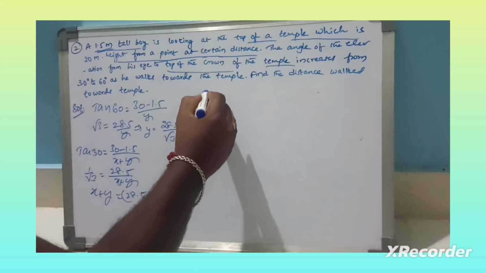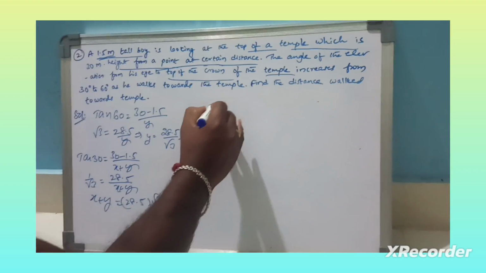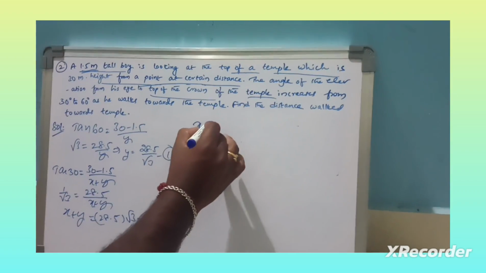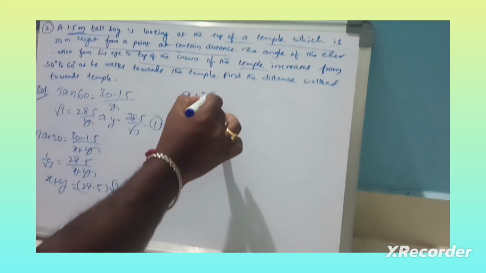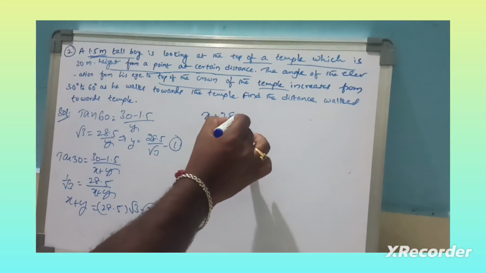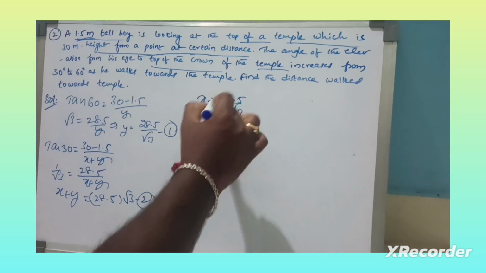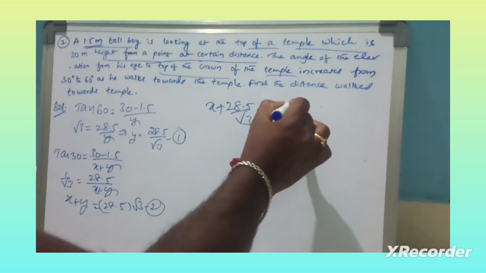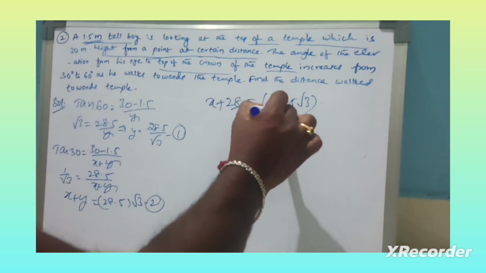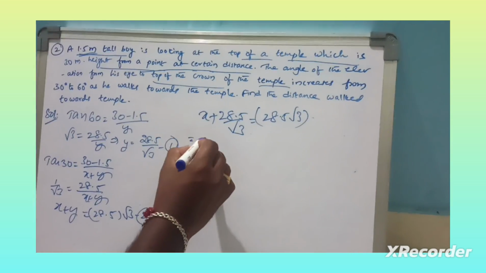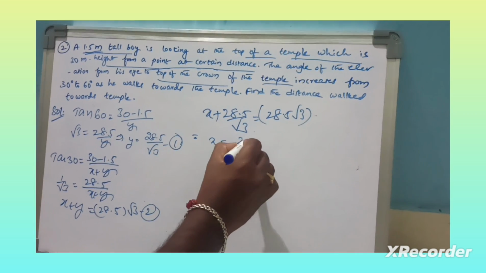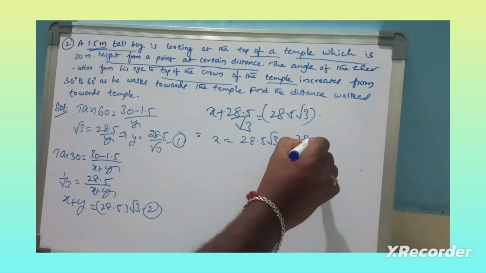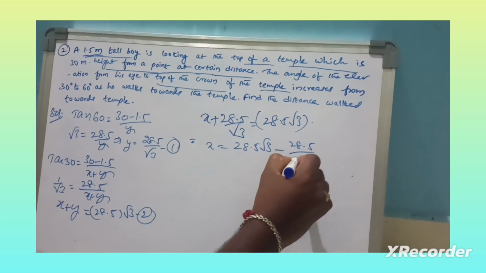What is the second? x plus y equals 28.5 by root 3. In place of y I have written the first equation, which equals 28.5 root 3. Now x equals 28.5 root 3 minus 28.5 by root 3.